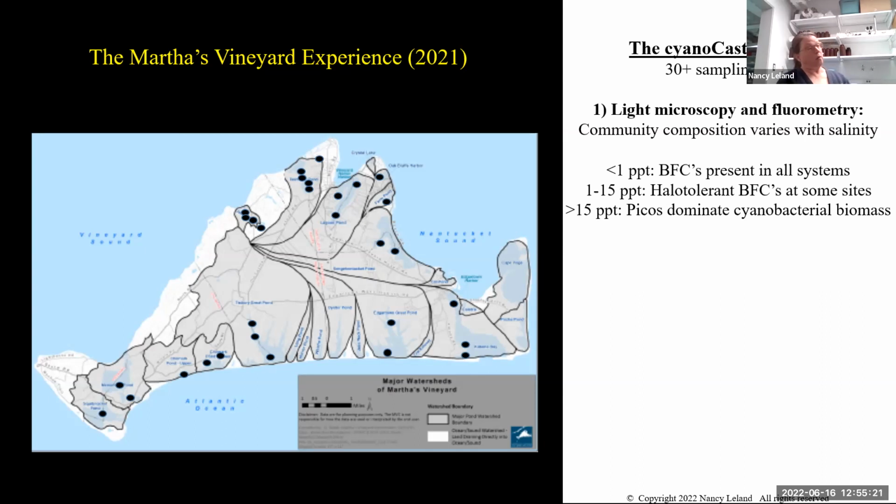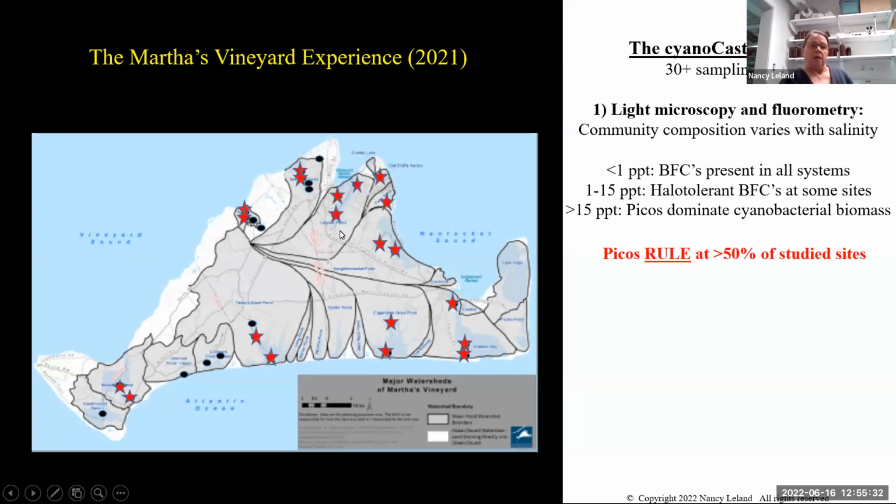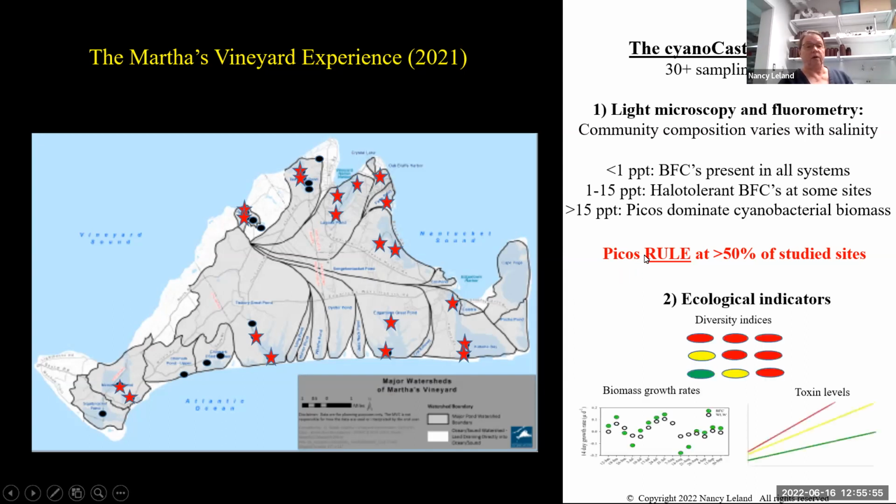And as I explained earlier, what this does is create an entire shift in terms of what you might expect to see for different types of toxin in your water samples. So the red stars that you see here are the sites that were greater than 15 parts per 1,000 that we monitored last summer. And the picos, as I said, dominate the cyanobacterial biomass at these sites. So that was more than 50% of the sites that we studied last year. So obviously they play a very large role in our monitoring program and are important to our interpretations.